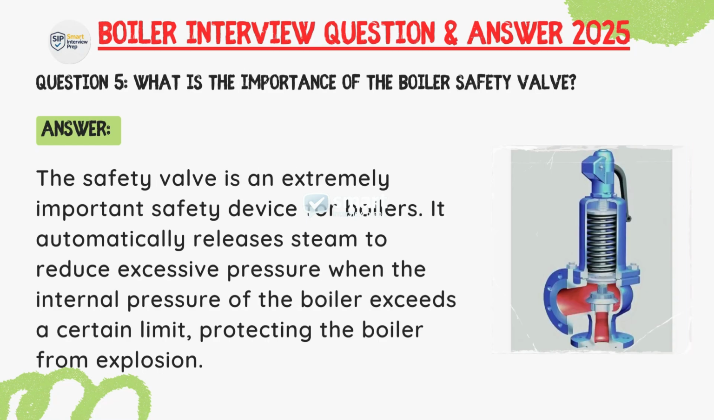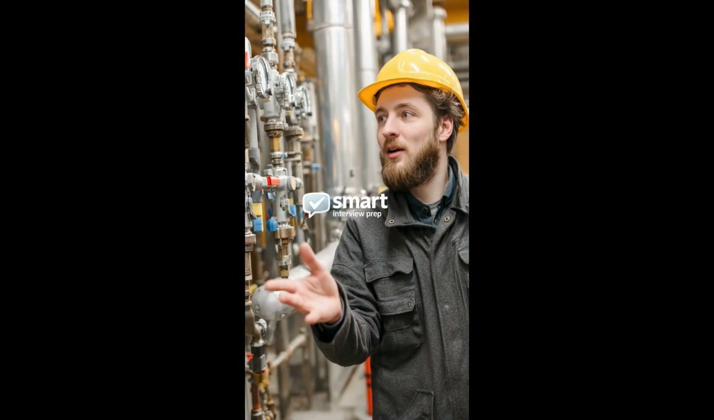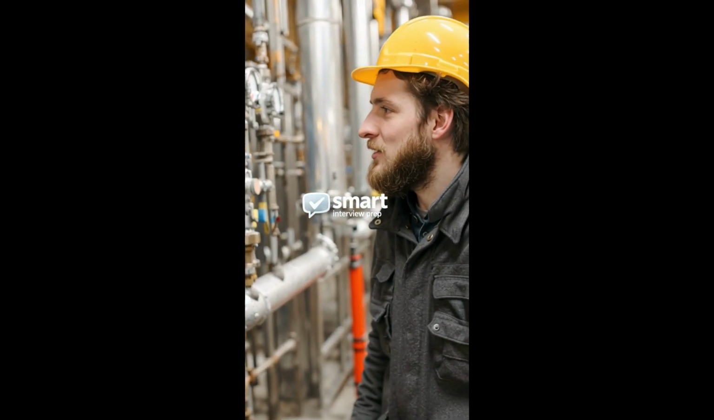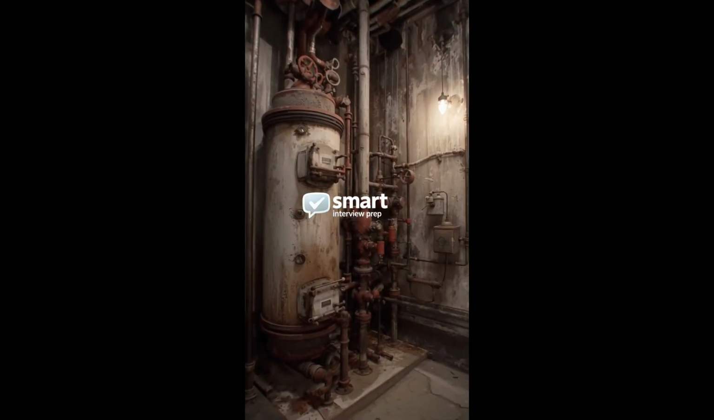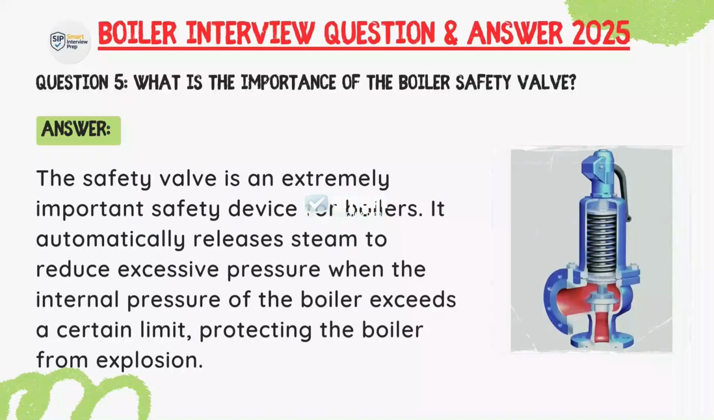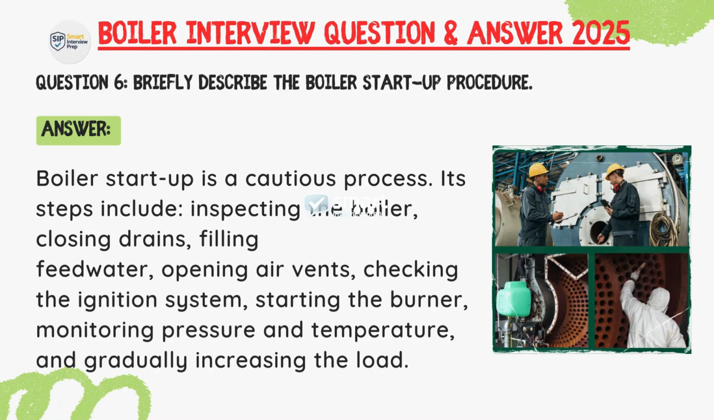Question: What is the importance of the boiler safety valve? Answer: The safety valve is an extremely important safety device for the boiler. It automatically releases steam to reduce excessive pressure when the internal pressure of the boiler exceeds a certain limit, protecting the boiler from explosion.